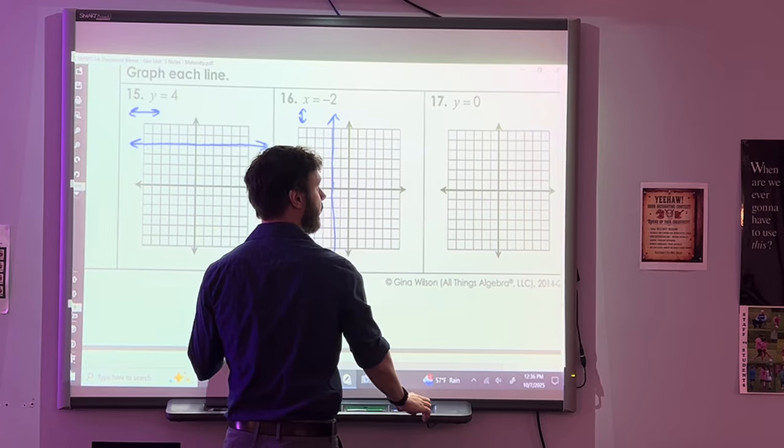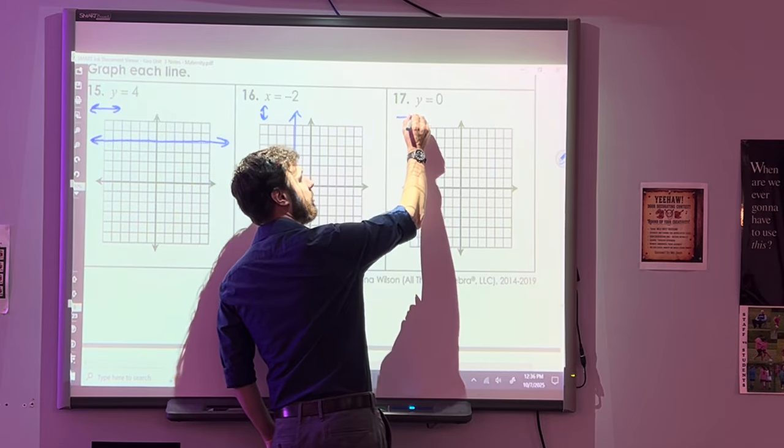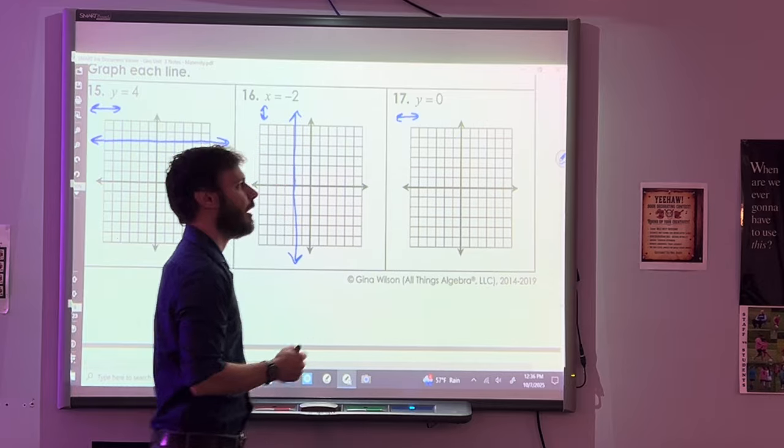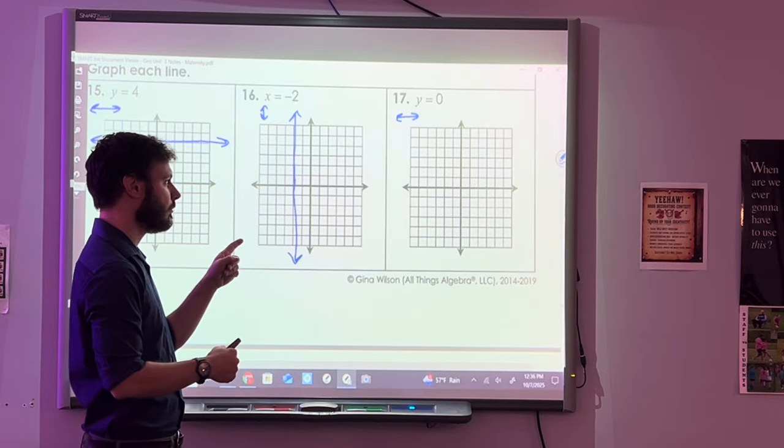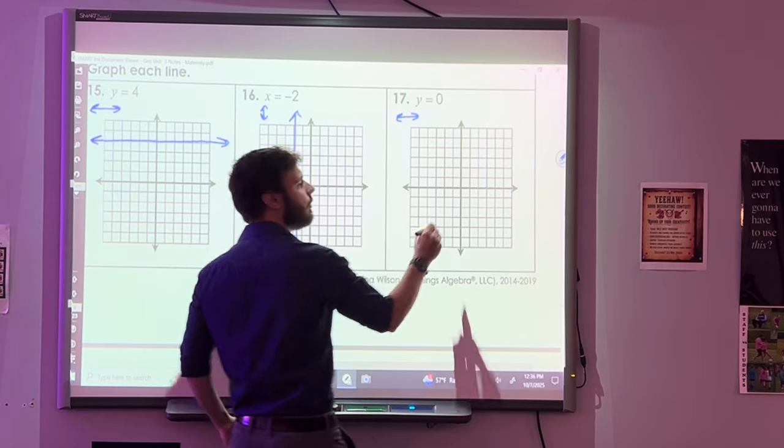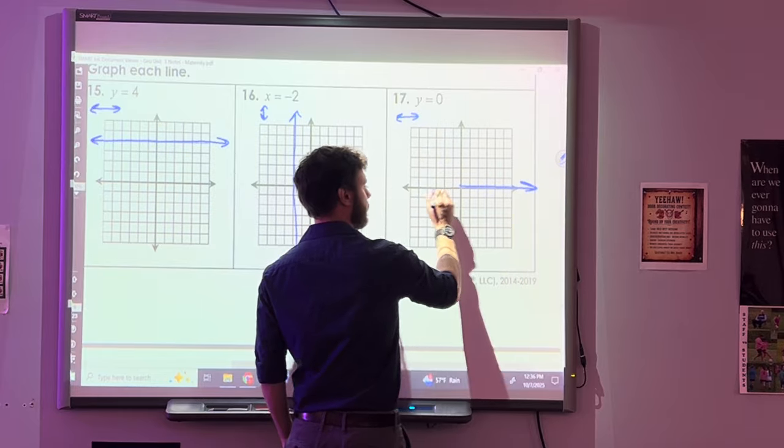The last one here, y equals 0. Well, this is a horizontal line because it's a y line, and it's going to be on that floor. Looks to me like that's 0. No up, no down. It's on the ground floor.